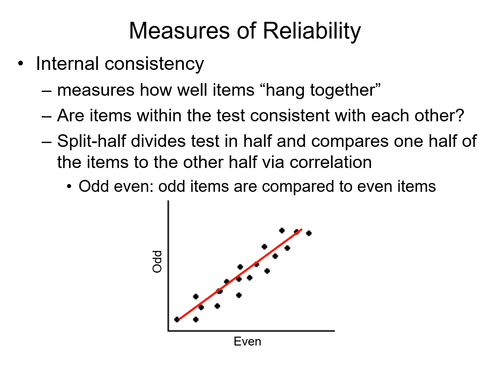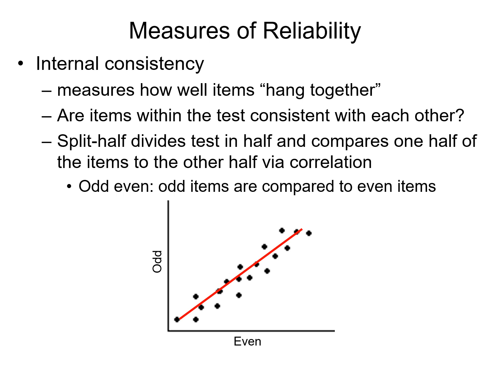So we're still focused on measures of reliability. Internal consistency is a measure of how well items hang together. We already talked about how we can look at reliability by looking at two forms and correlating them. When we're looking at internal consistency, we're asking more specifically, how does every single item relate to every other item?